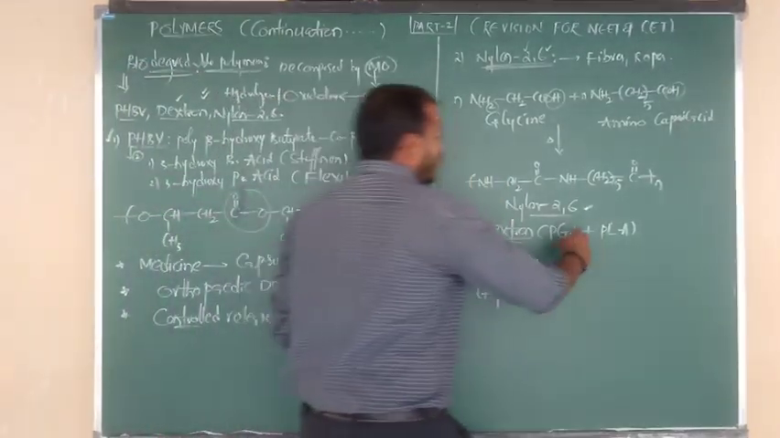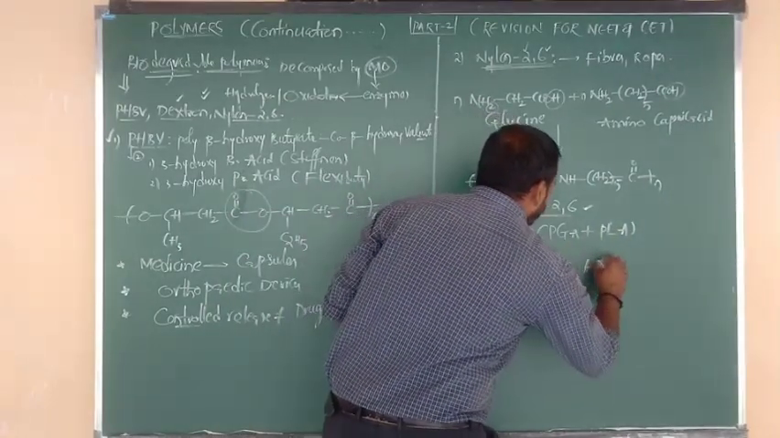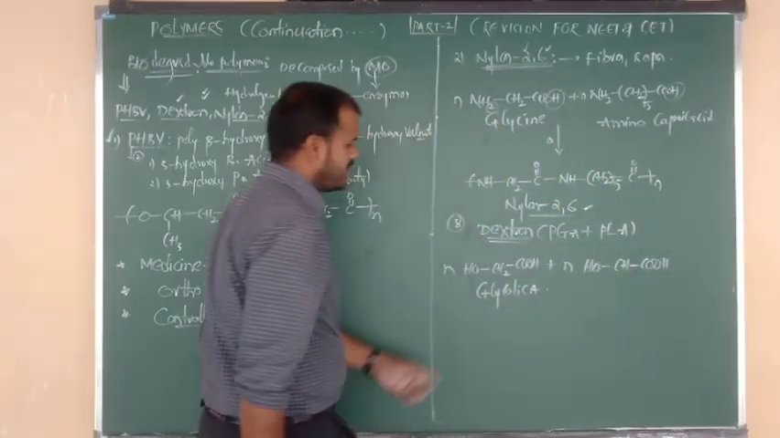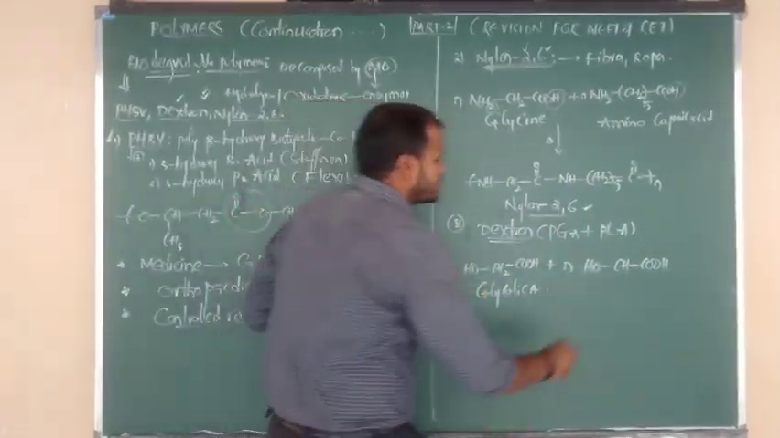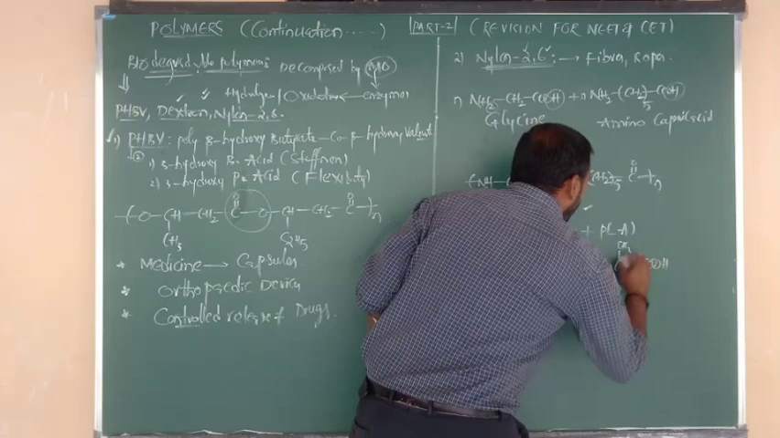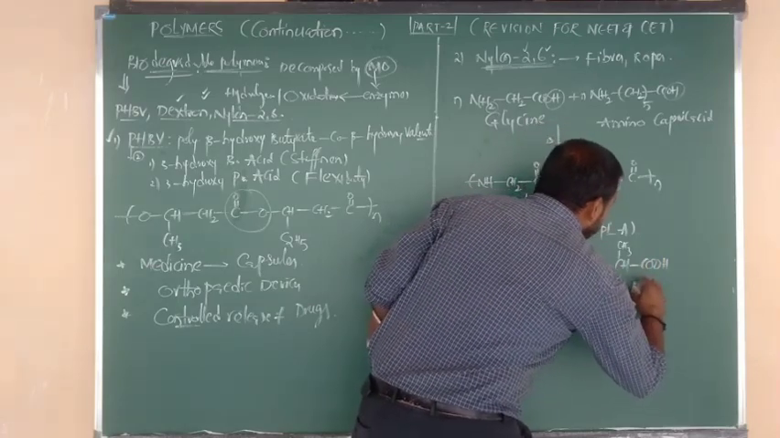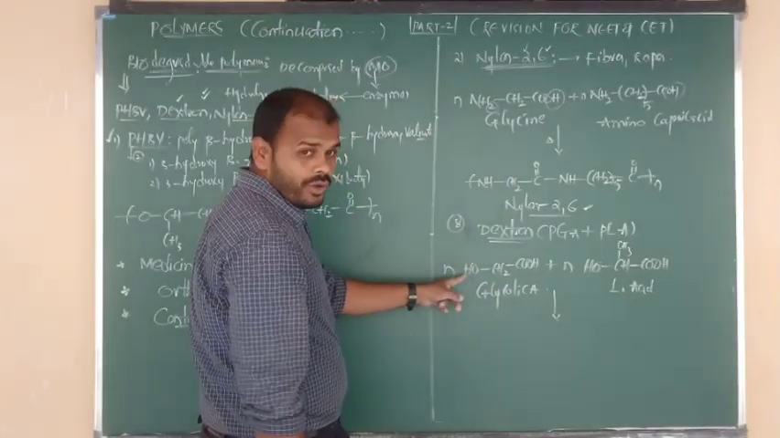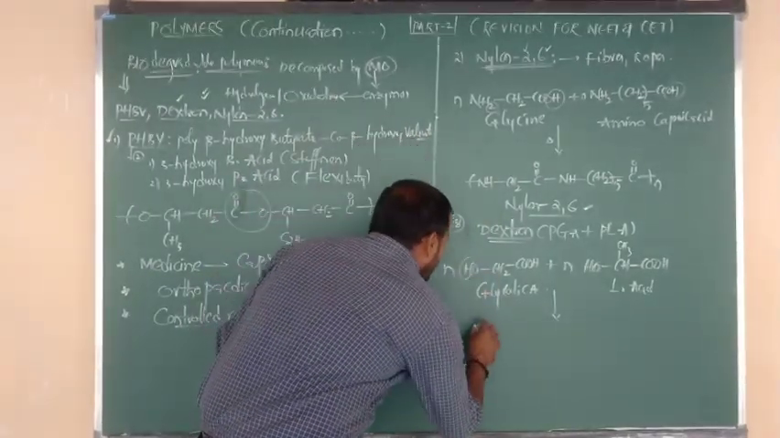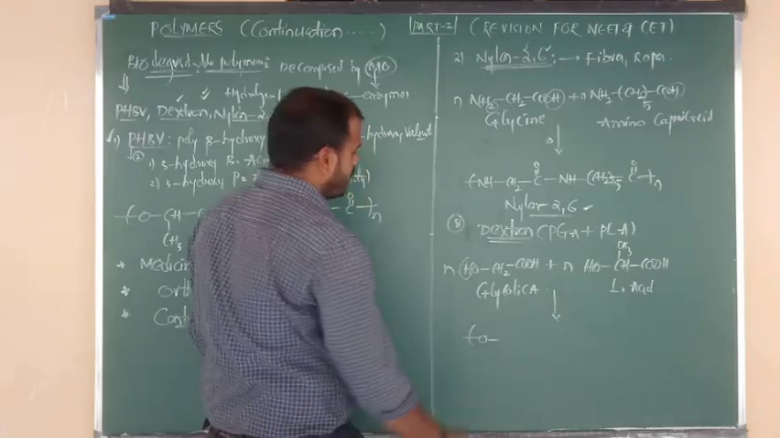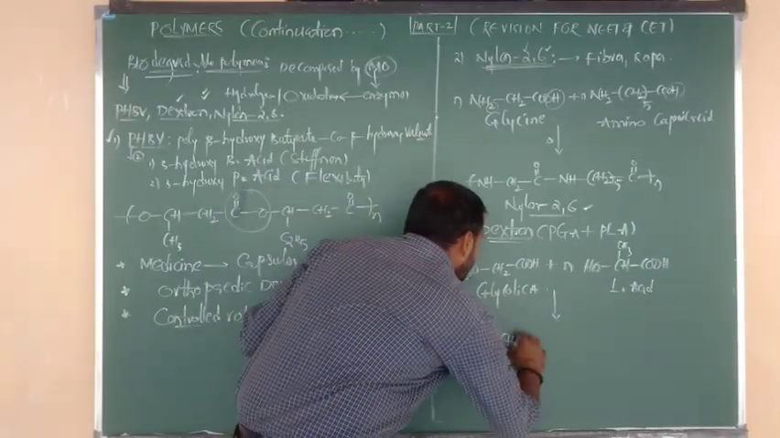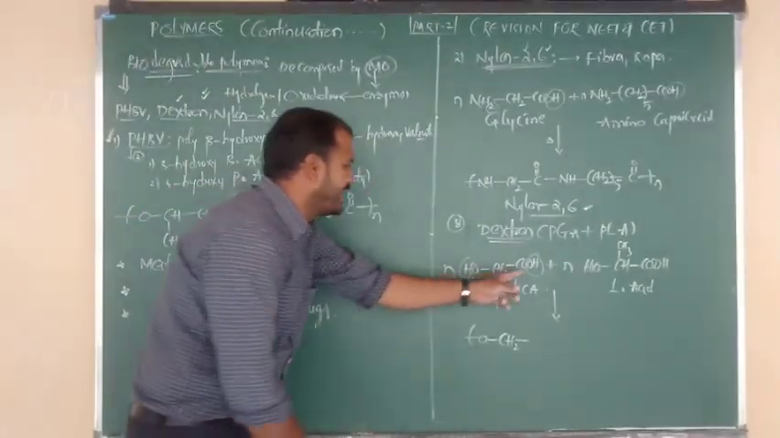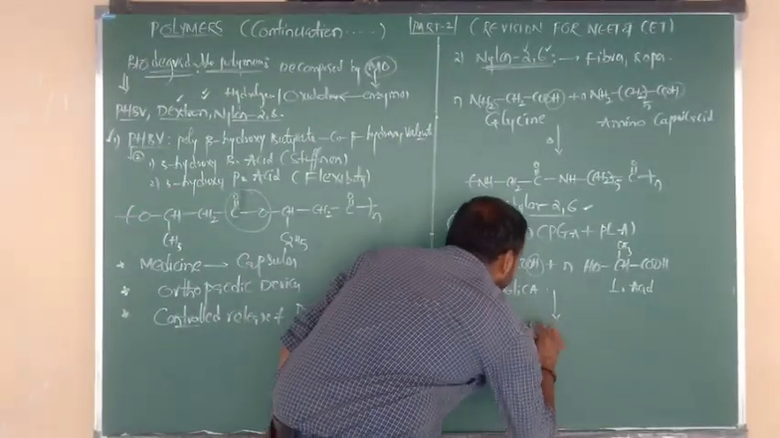Polyglycolic acid undergoes condensation with polylactic acid. HO connected to CH, connected to COOH. It looks like the same formula, but one of the hydrogens is replaced by CH3. This is lactic acid. They undergo condensation. From here the OH group, we remove the H because it is acidic in nature. Next O connected to CH2. Again from the carboxylic acid we remove the OH group. Remaining is C double bond O.